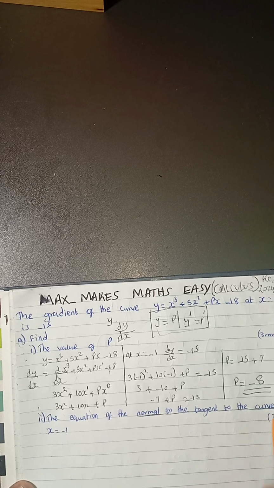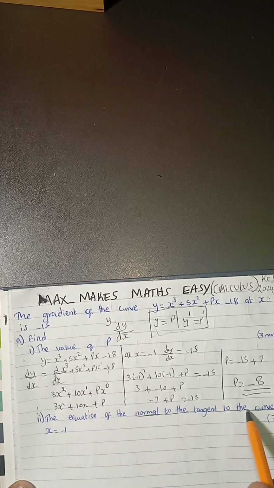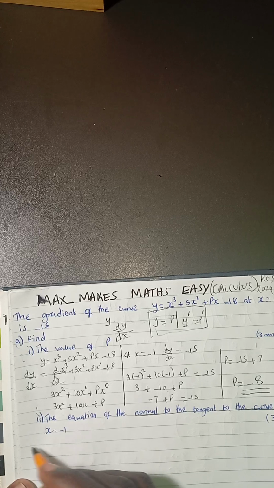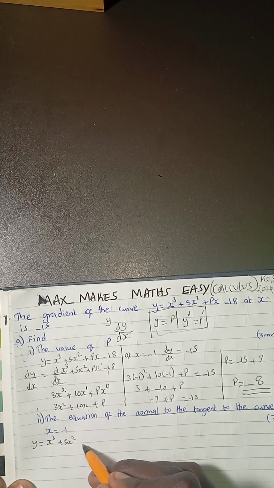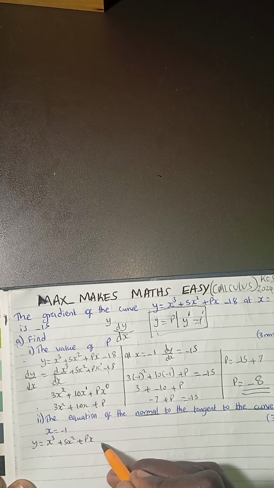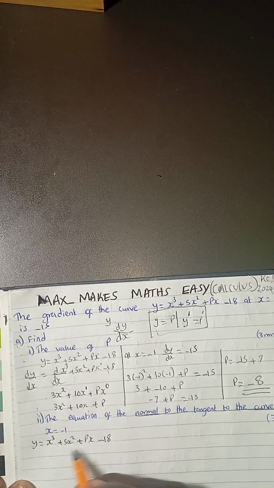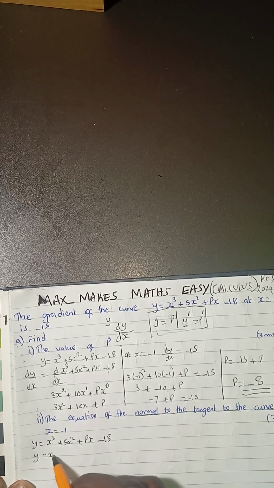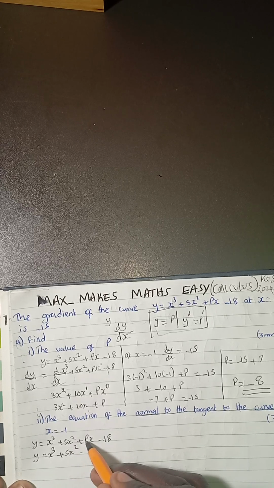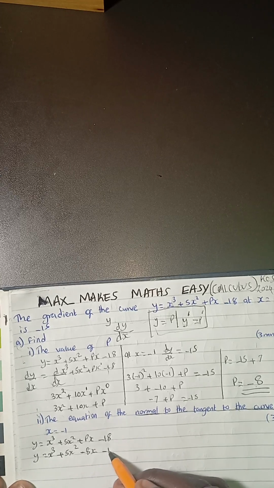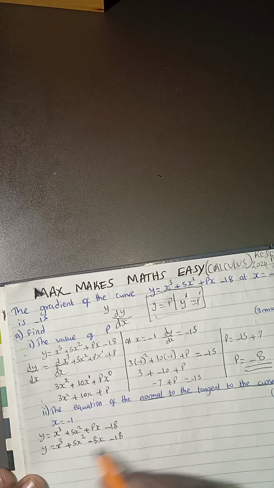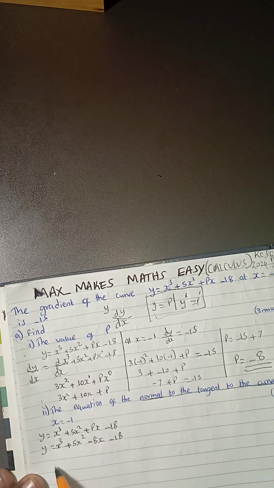We are told to find the value at the curve, not the gradient of the curve. The curve is y equals x cubed plus 5x squared plus px minus 18. We have found the value of p. Since p is negative 8, the curve is x cubed plus 5x squared minus 8x minus 18. So we are going to find the value of y at x equals negative 1.